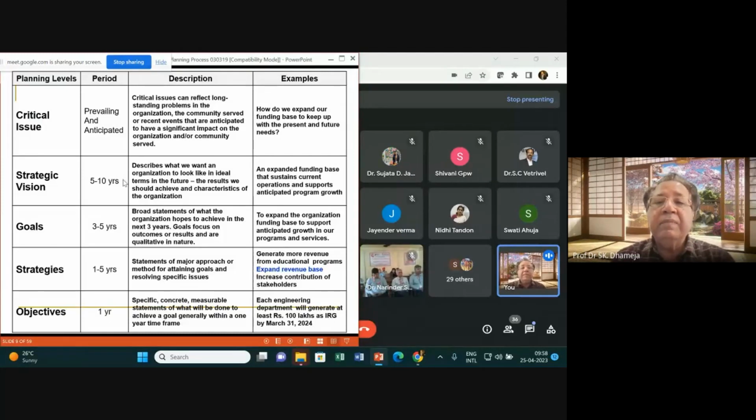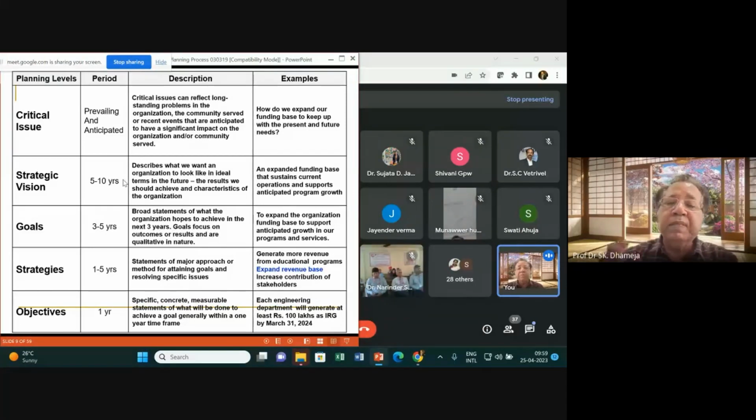So, for example, to expand the organization's funding base to support anticipated growth in our programs and services. Then the strategies are for 1 to 5 years. These are statements of major approaches or methods for attaining the goals and resolving specific issues. For example, generate more revenue from education programs.